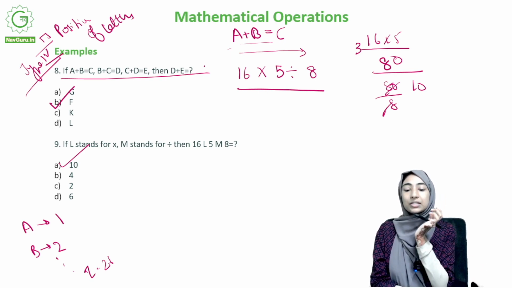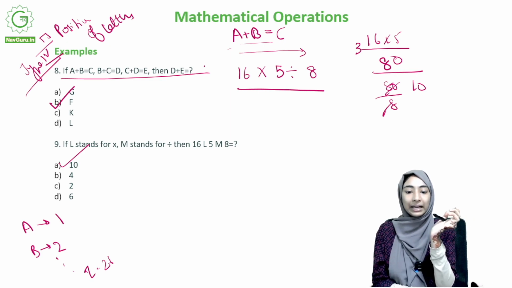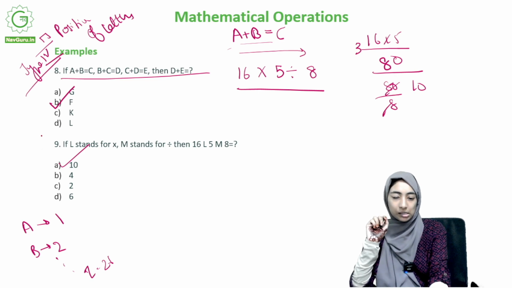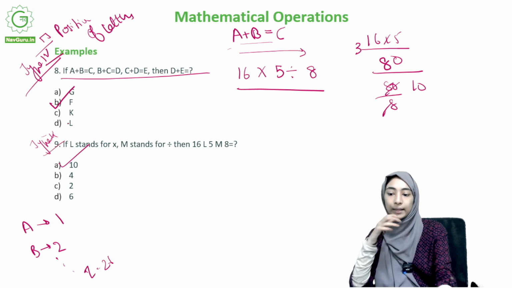And then if L stands for X, M stands for divide, then 16L, 5M, 8. This was again type, what is this? Type 2, right? Type 2. You are given everything.